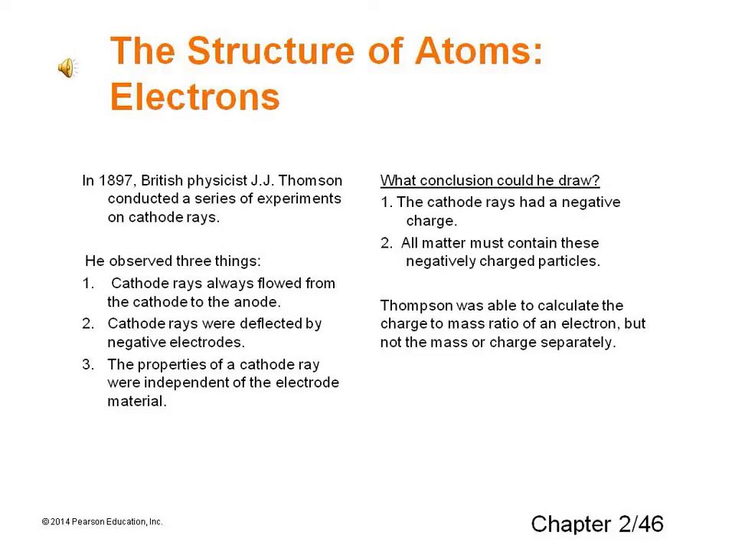Before we look at Millikan's work, real quickly summarizing what Thomson did, he observed three things. Cathode rays always flowed from cathode to anode. Cathode rays are deflected by negative electrodes. The properties of cathode rays were independent of the material from which he made the electrodes. So he was able to conclude that cathode rays had a negative charge and that all matter must contain these negatively charged particles. He was also able to calculate the mass to charge ratio, but never them separately.